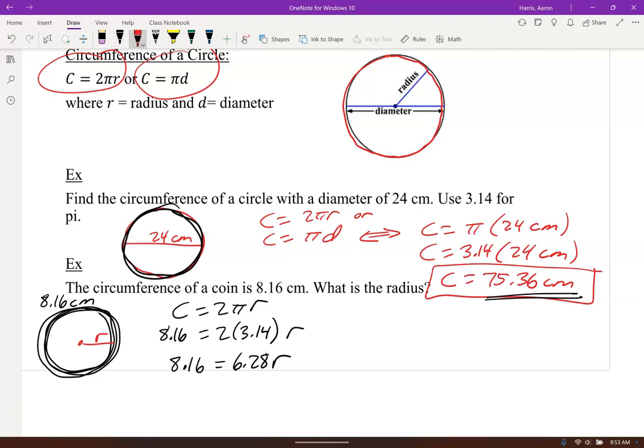And now finally, so 2 times 3.14, 6.28. To solve for r, we've got to divide by 6.28 on both sides. So it looks like r ends up being 1.29999, so 1.3 approximately, if you round that.